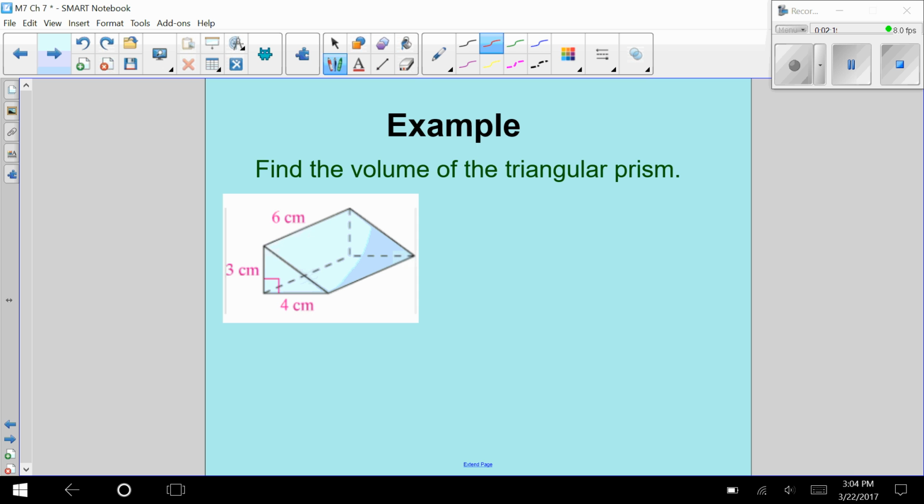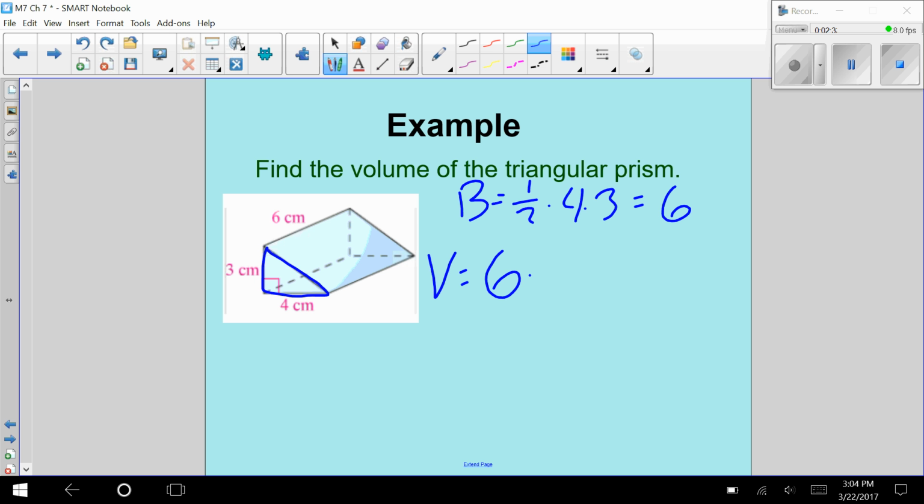We're going to find its volume. So our base is this triangle right here. The base is 1/2 times 4 times 3, which is 6. So our volume is the area of our base, which is 6, times our height, which is also 6. So we get 36 cubic centimeters.